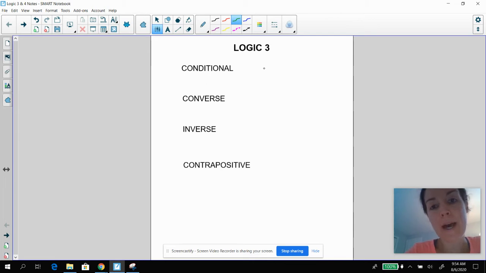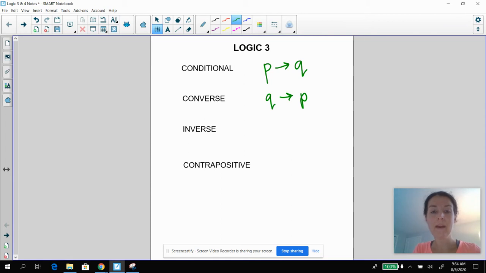So remember how we had if P, then Q, and then we knew the converse was the flip of that. So if Q, then P. The inverse is going to be the negation of the conditional statement. So if not P, then not Q.